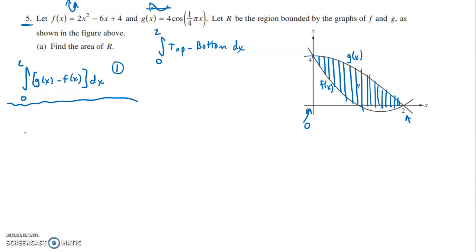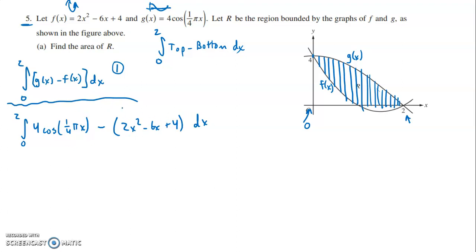All right, so let's do some math. The integral from 0 to 2 of g of x, which is 4 cosine of 1/4 pi x, minus f of x, which is 2x squared minus 6x plus 4, dx. Now, some students are able to do it all in one giant integral. Some students are going to prefer to do 2 integrals. Some students are going to prefer to do 4 integrals.